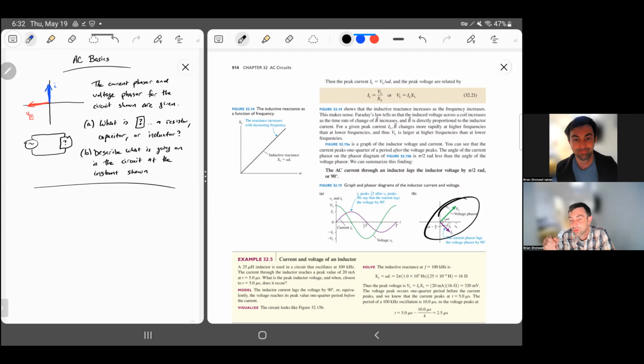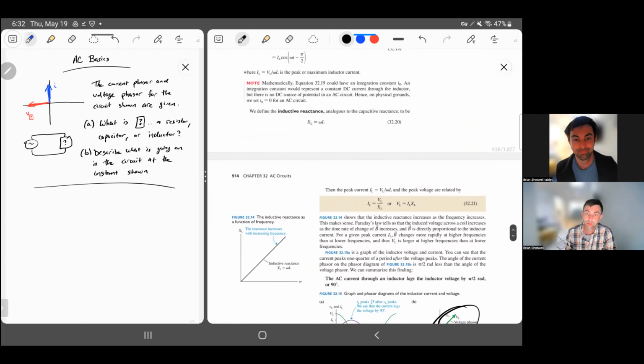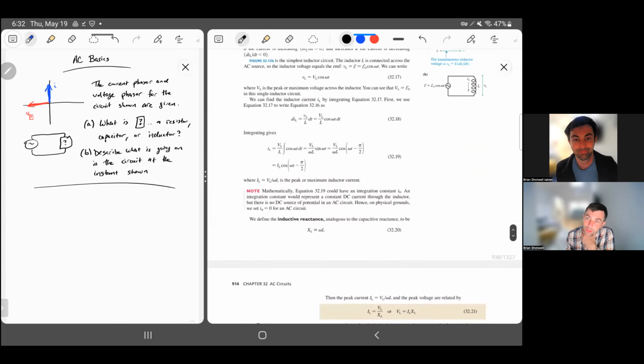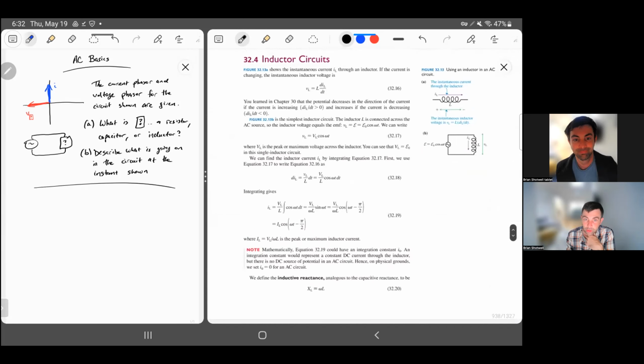So the voltage leads the current phasor by 90 degrees in this case. And again, this has to do with the derivative relationship very explicitly for an inductor, because the voltage across an inductor involves the derivative of the current. Remember that, when we talked about inductors and inductance.